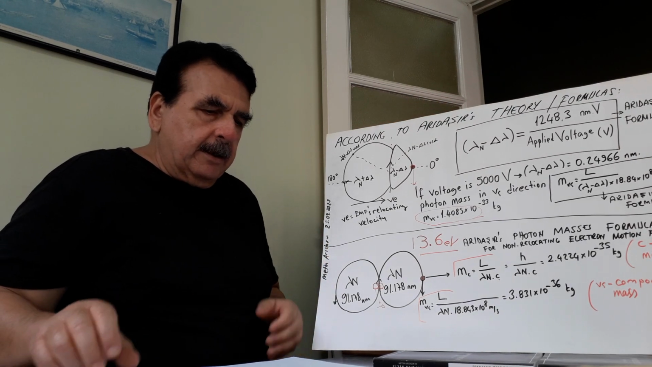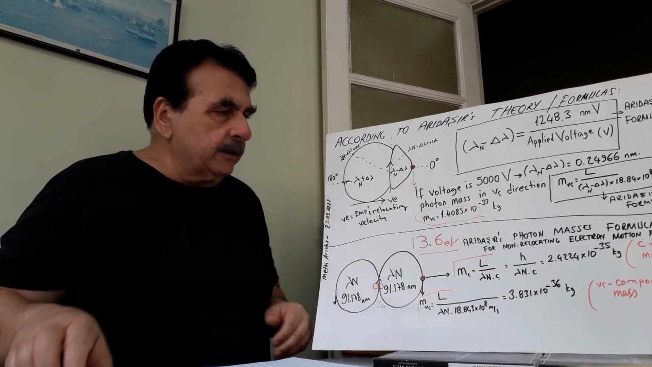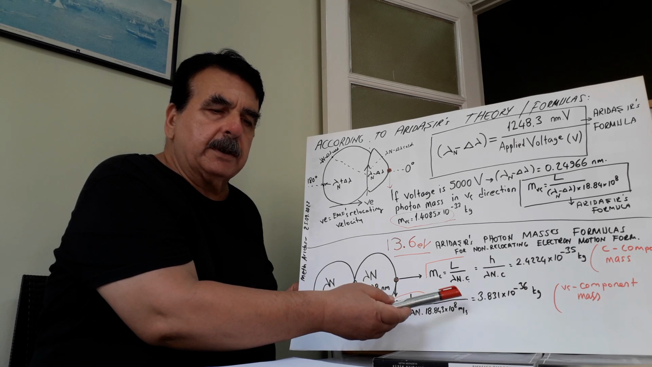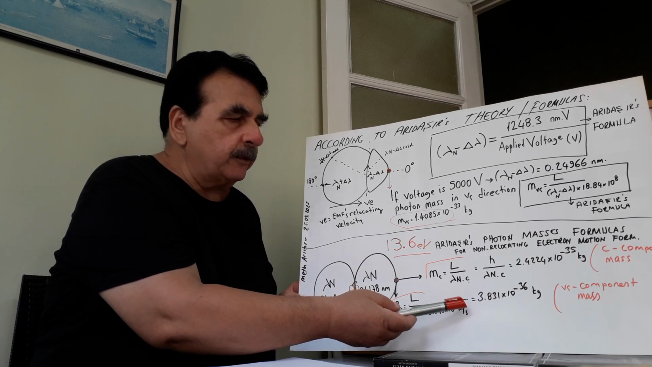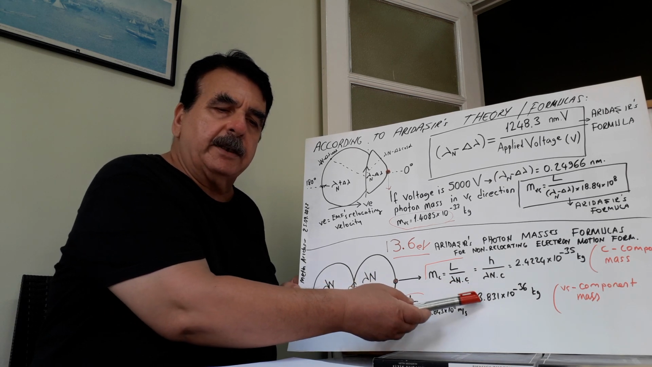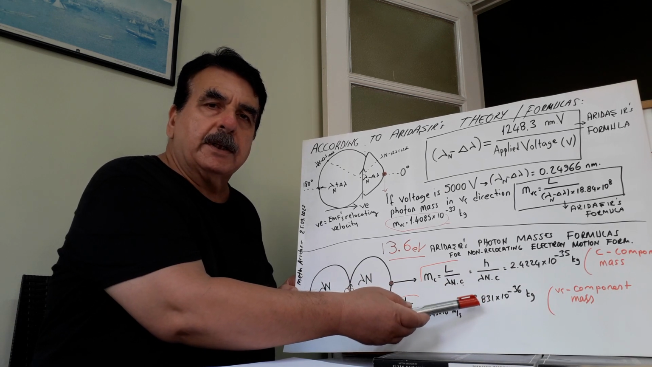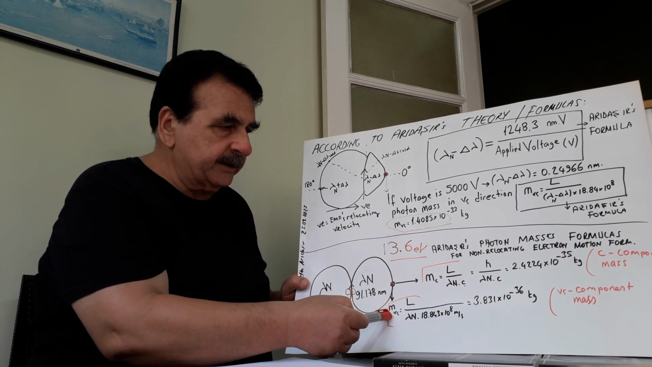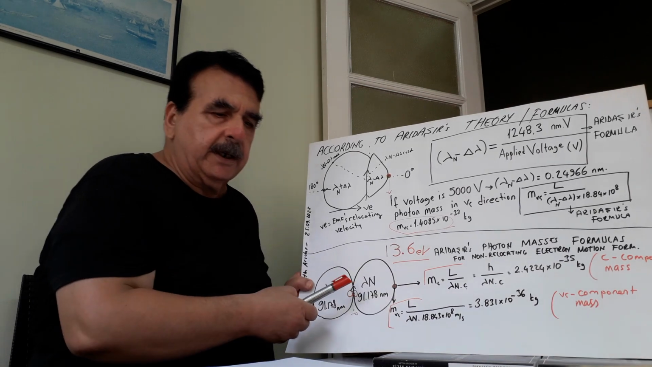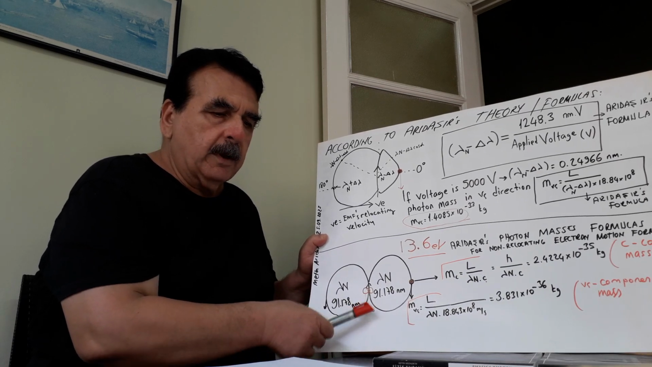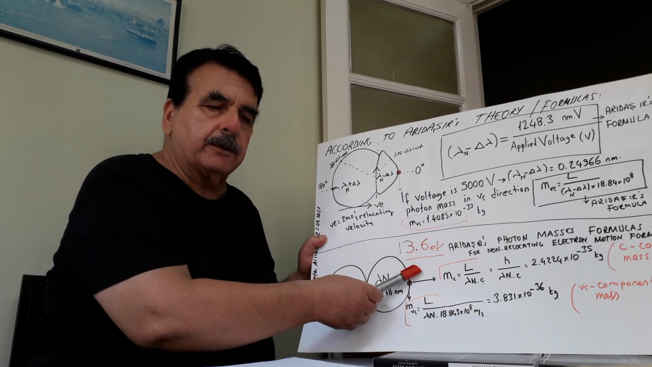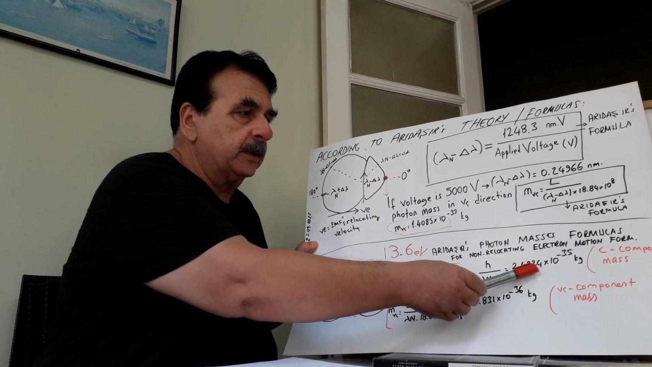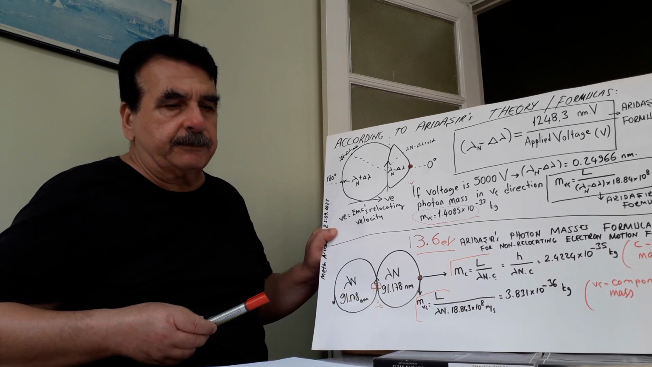Okay? And therefore the linear velocity component mass of a photon of an at rest electron motion form is 3.8314 × 10⁻³⁶ kg. Here, the speed of light component, c direction component, mass of a photon of an at rest electron motion form is 2.4224 × 10⁻³⁵ kg.